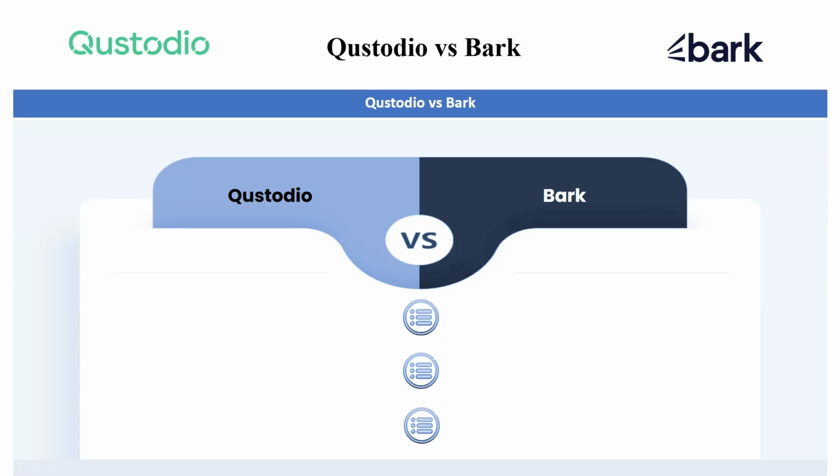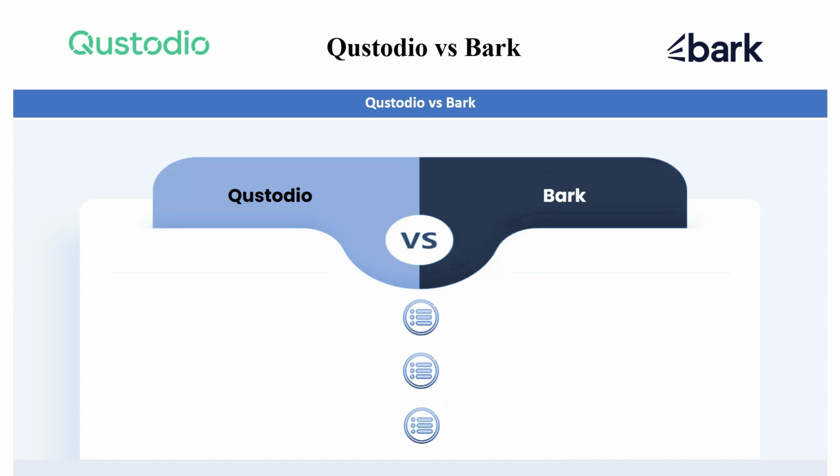In this tutorial, I will be reviewing Qustodio versus Bark. So let's get started. If you're choosing between Qustodio and Bark, you're probably wondering which one actually protects my child better. Both help parents monitor their kids' digital activity, but they work very differently. So let's break it down into similarities and key differences. By the end, you will know which one fits your situation.